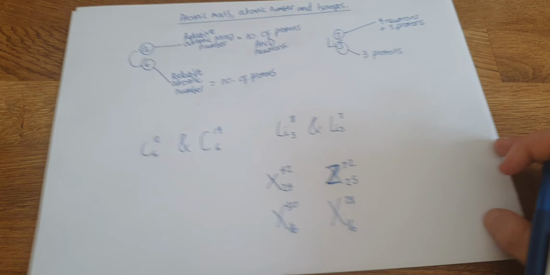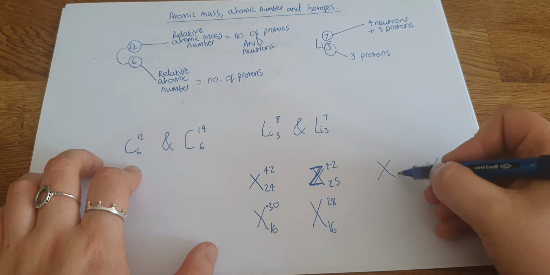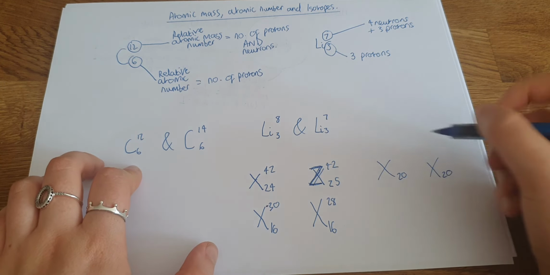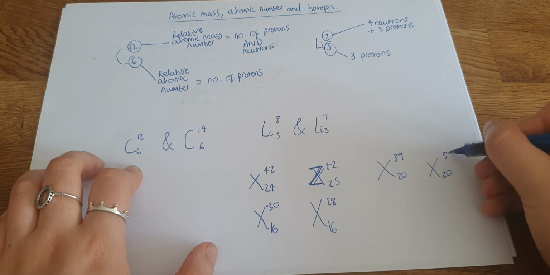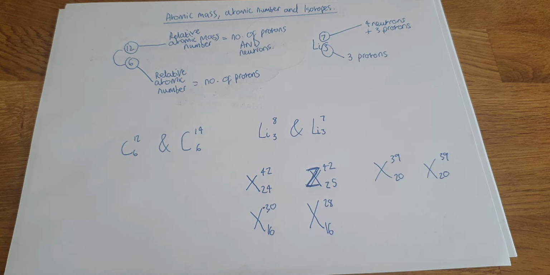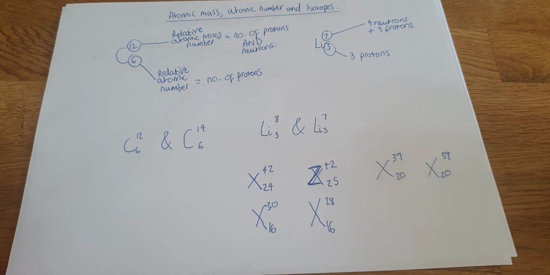Okay, one more example. Are these isotopes of each other? Well, no, they're exactly the same. It's the exact same. There's the same number of protons and neutrons in both. So that's just 2 atoms of the element that are identical.